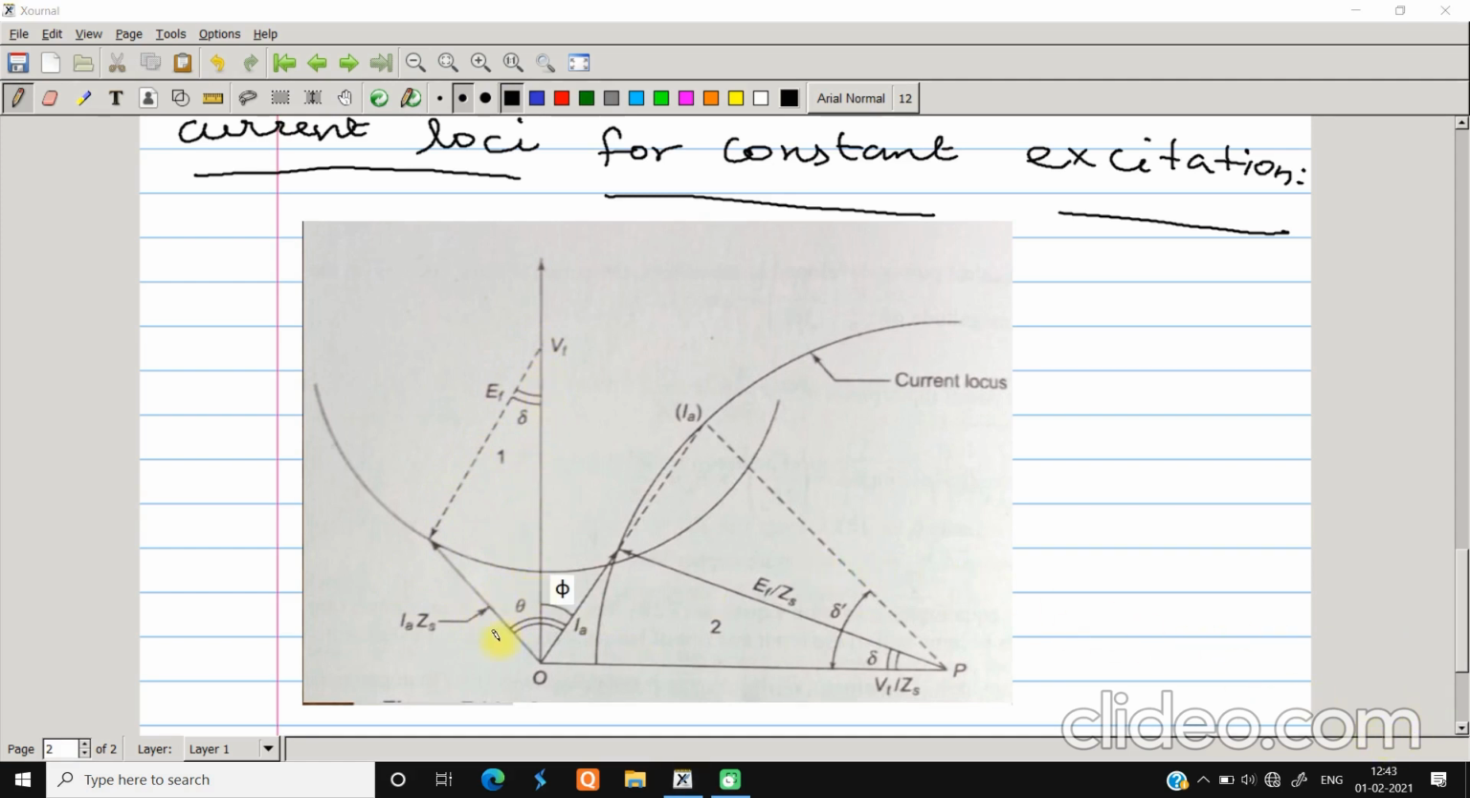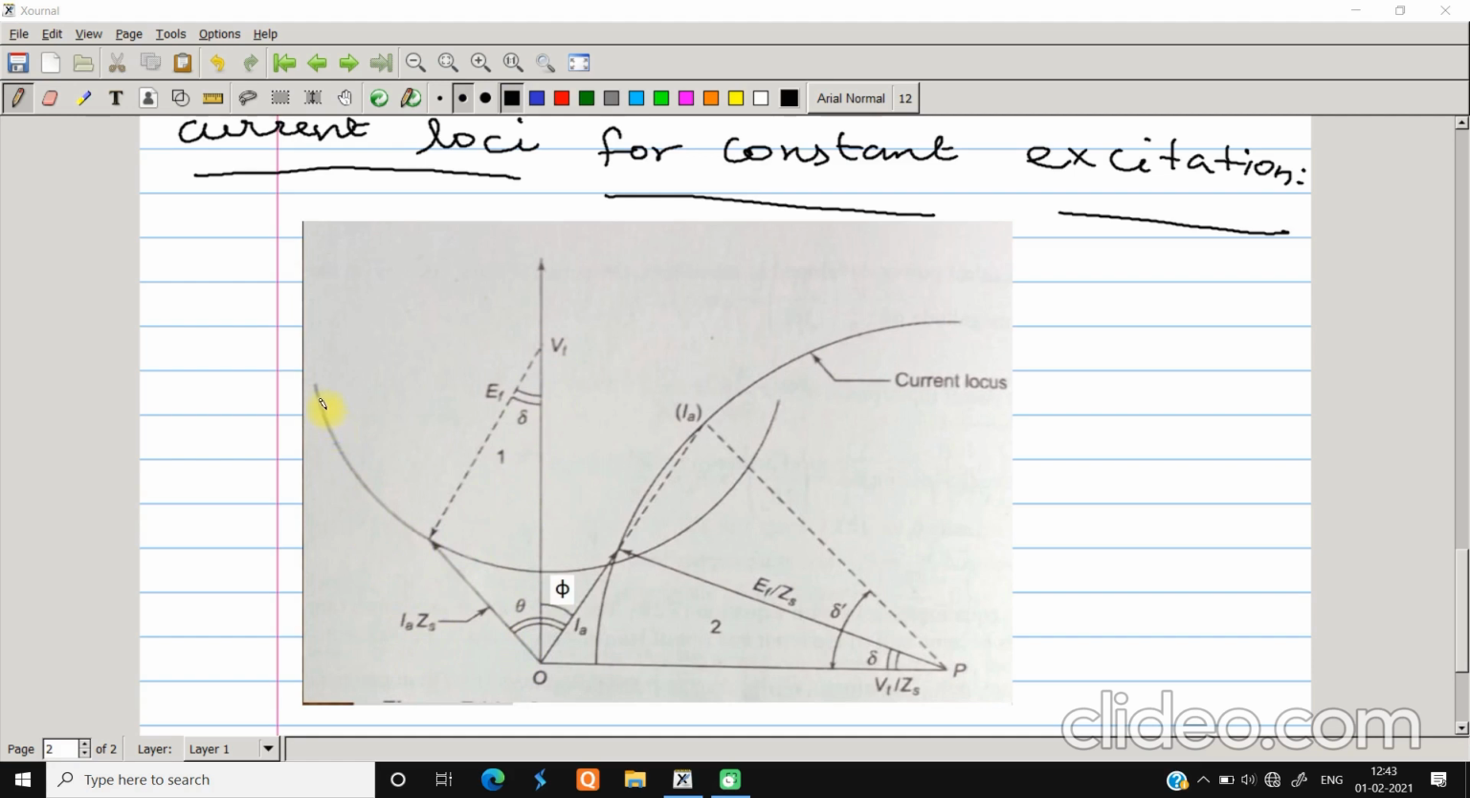the other side of the triangle will be subtended by the loss of the machine, that is going to be Ia Zs. The angle subtended by that particular loss will be theta, that is the load angle of the machine. So we will be having a constant excitation triangle, but this Ia Zs will be varying depending upon the variation of the load.